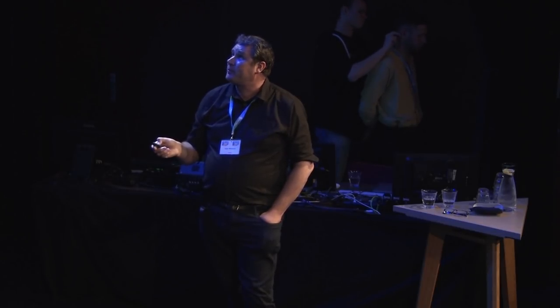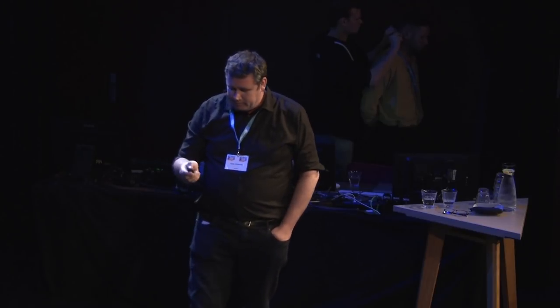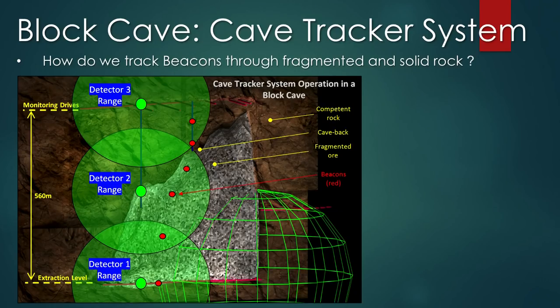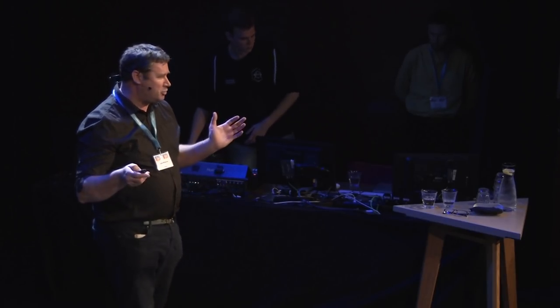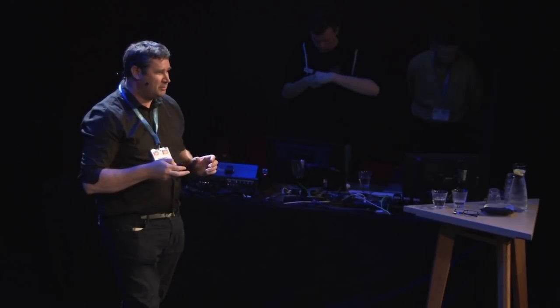So let's have a look at the second type of mine that we're looking at, the block cave mine. With these ones, we bury devices that we can track underground. And again, no one has ever done this before. These red dots here are called beacons. When they draw material through the extraction points, the rock will fall down and the beacons will move with the rock. The beacons have an extremely strong magnet inside that's rotated at an extremely precise frequency. We use triaxial magnetometers, which is just a fancy way of saying an electronic compass that points in three directions. We can detect the magnetic field from each of these beacons, and from that we can determine how far away they are. You've probably heard of triangulation. We use a 3D triangulation to determine the 3D point of the beacons.